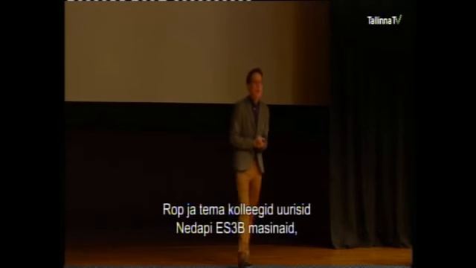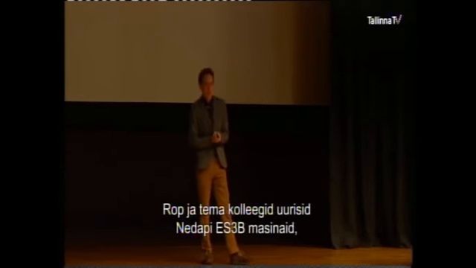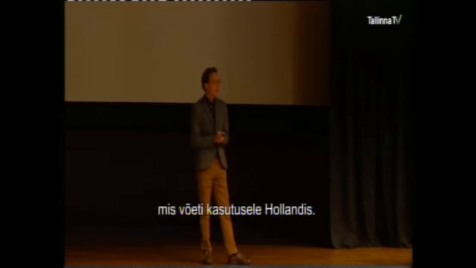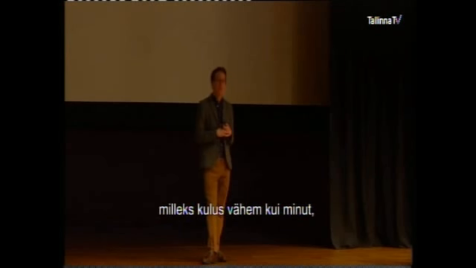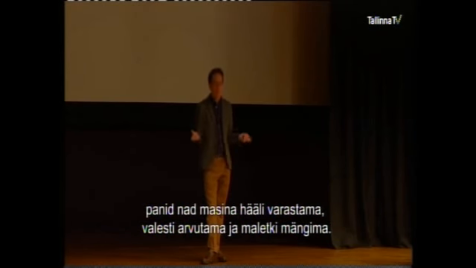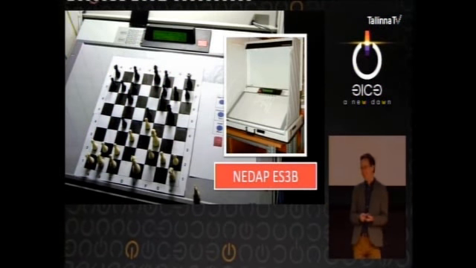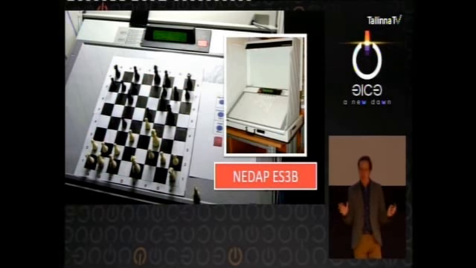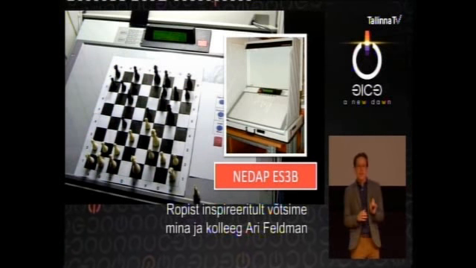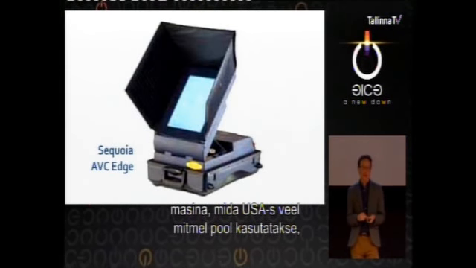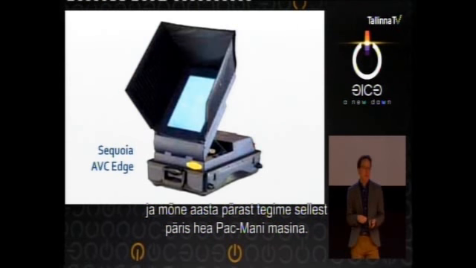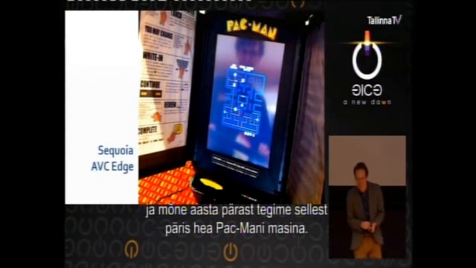So Rob and his collaborators studied the Nedap ES3B machines that were introduced in the Netherlands. And they discovered that by just easily changing an EEPROM chip, which I think they demonstrated in less than a minute, they could cause the machine to steal votes, to be dishonest, even to play chess. Inspired by Rob, I and colleague Ari Feldman took a machine that's still in use in many parts of the US, and a few years later converted it into a pretty good Pac-Man machine.